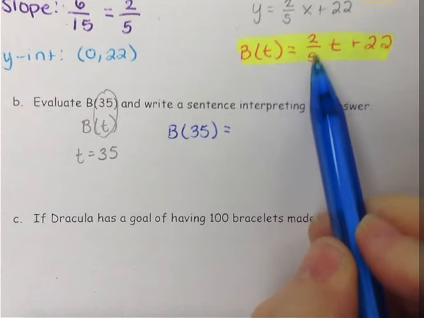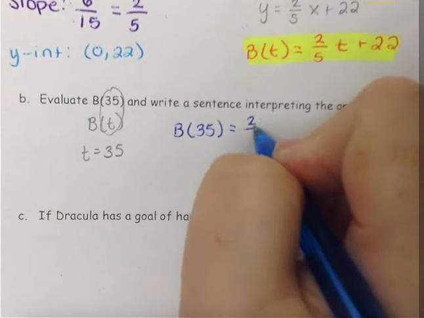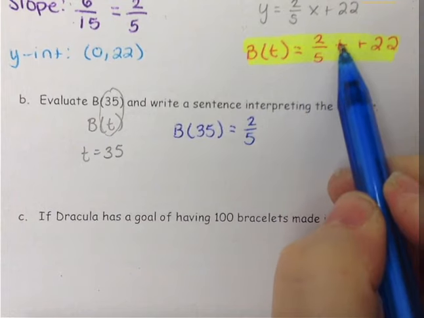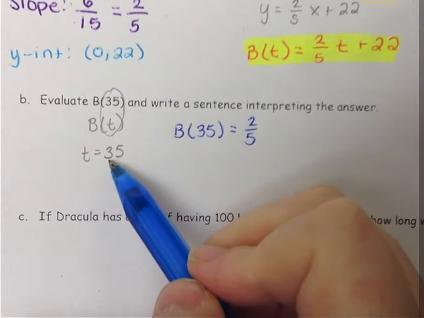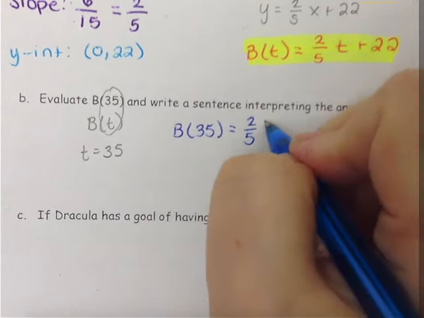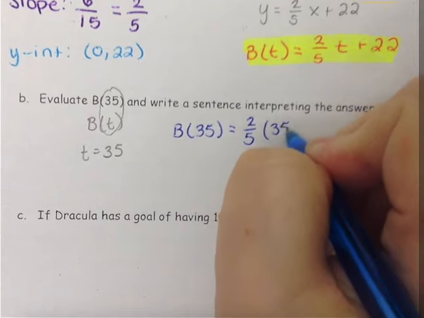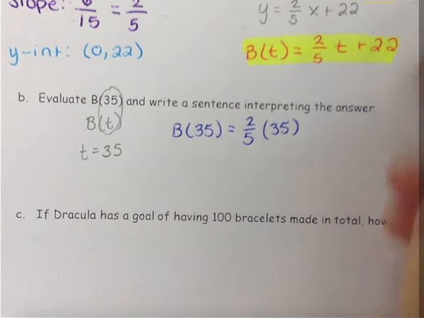So the 2 over 5 is just a value, so we put 2 over 5. But now the t, we actually know what we want to put in for the t. The t is 35. So we're going to put in parentheses 35, and then we're going to put that plus 22.